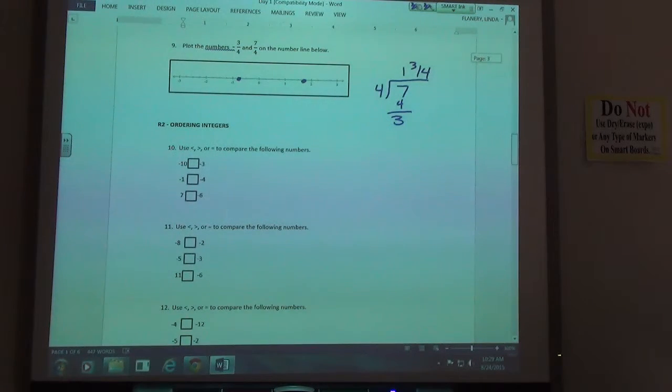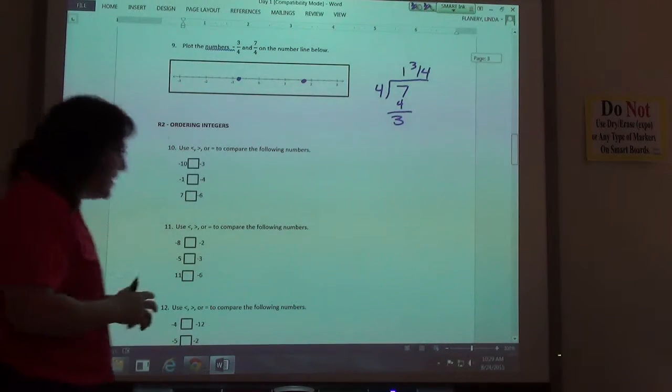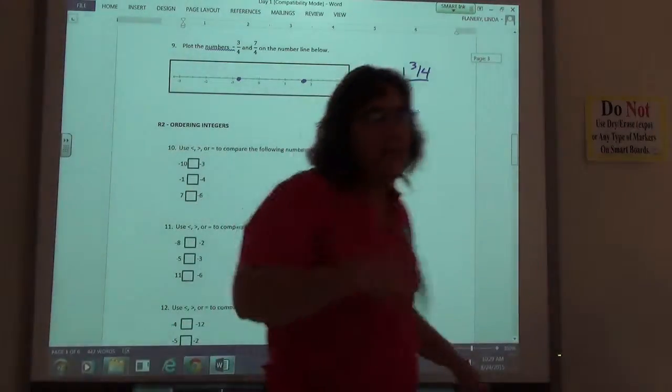Questions on that? The whole thing is just to make sure you check that your denominator is in the units that you want it to be in by counting your spaces between 0 and 1. Then it's pretty easy.